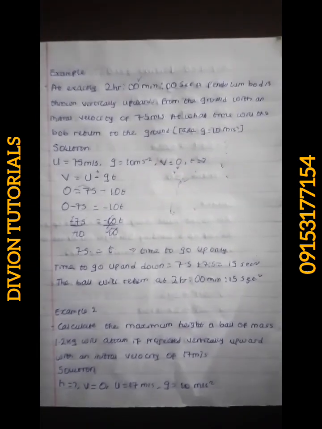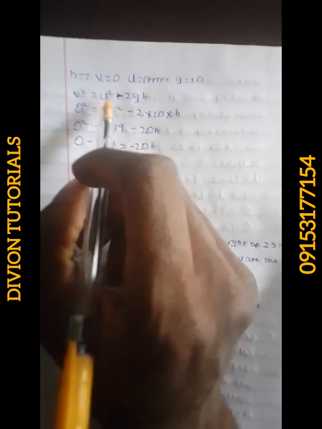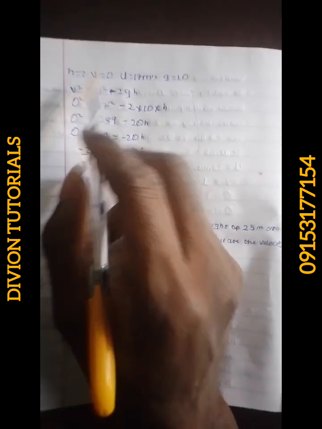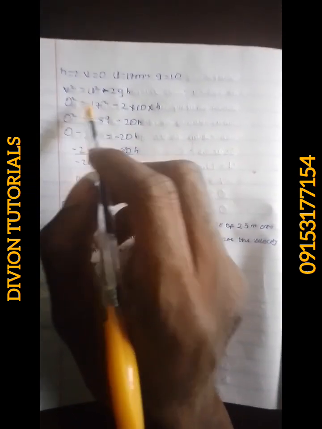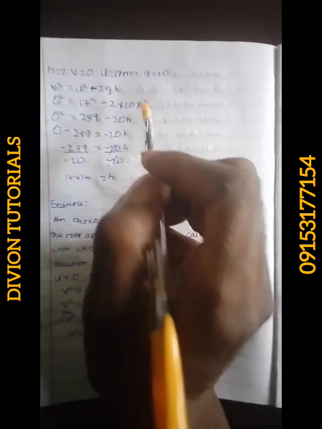So you will not think, which formula are we going to use? That's why you need to know all these formulas offhand. So the formula we are going to use is this one: v square equals u square minus 2gh. Why is it minus again? Because the ball is going upward. So what is v? v is what? 0 square equals, what is u? 70 square minus 2 times 10h.